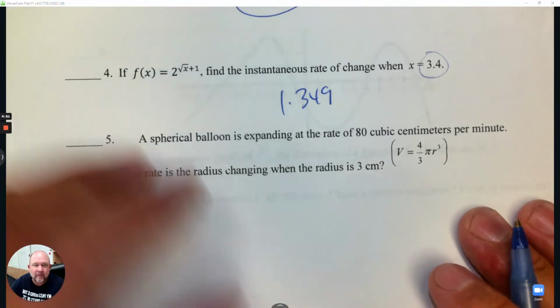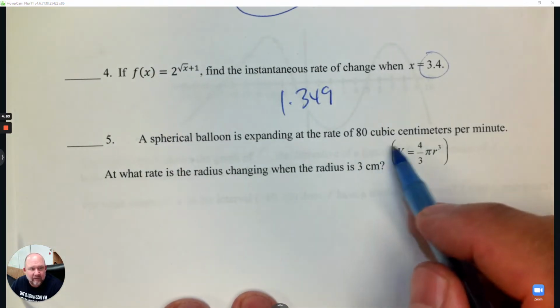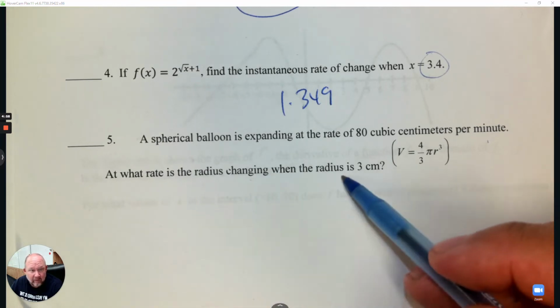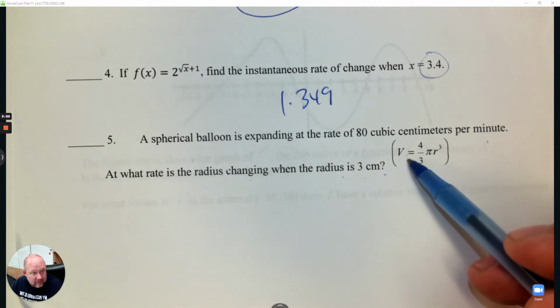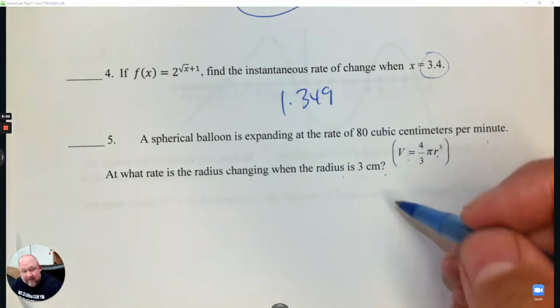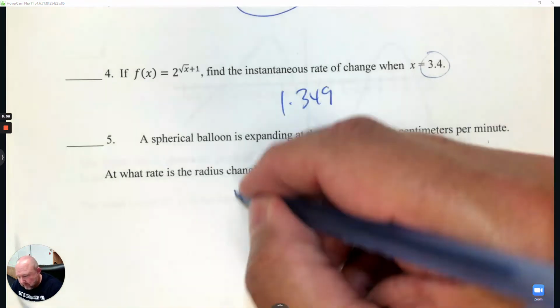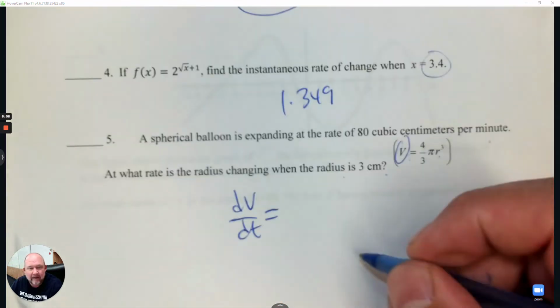A spherical balloon is expanding at a rate of 80 cubic inches per minute. At what rate is the radius changing when the radius is 3? So we start with this. We have one variable on the right. So we're going to take the derivative with respect to time. So the derivative of v is 1, but with respect to time, it's dv by dt.